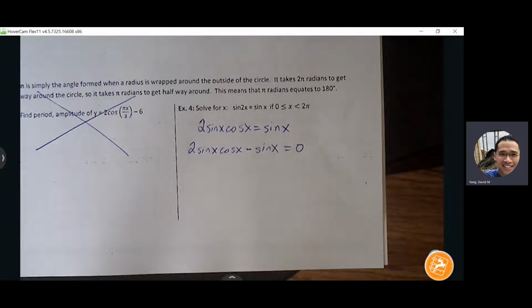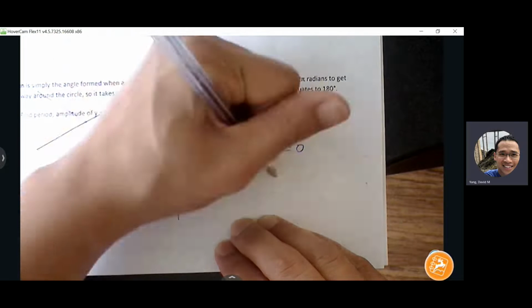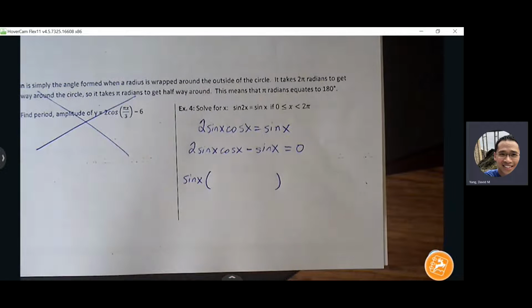Okay, what do you see here? What can we do here? Right. I can factor, right? GCF, factor out sine x. Now, when you factor, you're basically dividing that GCF away from the rest of the expression.